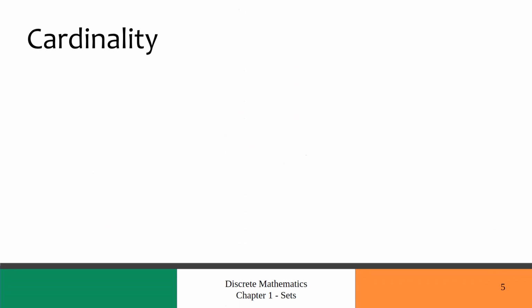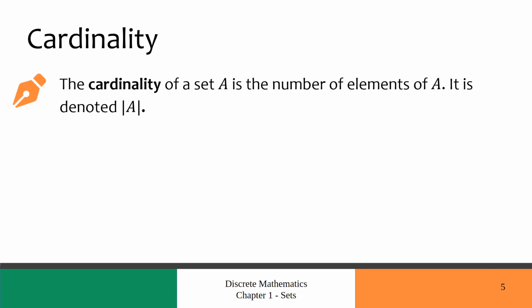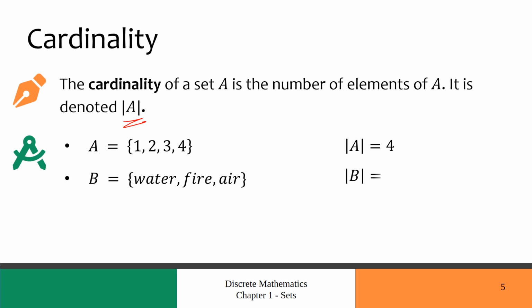Now, the number of elements in a set has a name, cardinality. We write it in between vertical bars, like the absolute value. Let's take a couple of examples. A has 4 elements, so we write that the cardinality of A is 4. The same for B with 3. Now, what about the set of even numbers? Well, we have to count even numbers, so C has a cardinality of plus infinity.